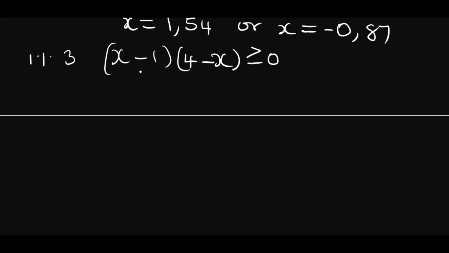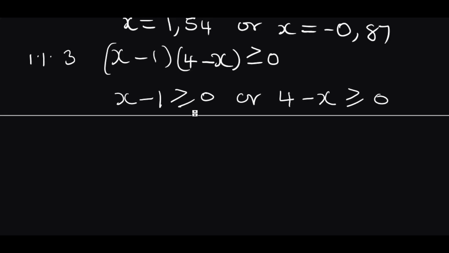Here, we need to equate this bracket to 0 and also this bracket to 0, meaning we will have x minus 1 greater or equals to 0, or 4 minus x greater or equals to 0. Now we need to transpose: x greater or equals to 1 or negative x greater or equals to negative 4.